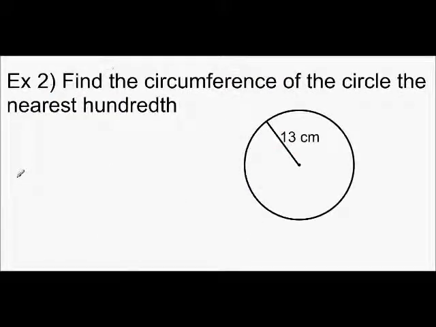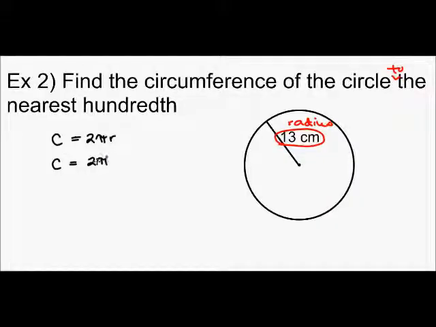Example 2. Find the circumference of the circle to the nearest hundredth. Well, I see in my diagram I have this 13 centimeters, and the segment goes from the center of the circle to the edge of it, which means I have a radius. Since I have a radius, I want to use my formula that uses radius. So C equals 2 pi r. C equals 2 pi, and now let's plug in the r, times 13.